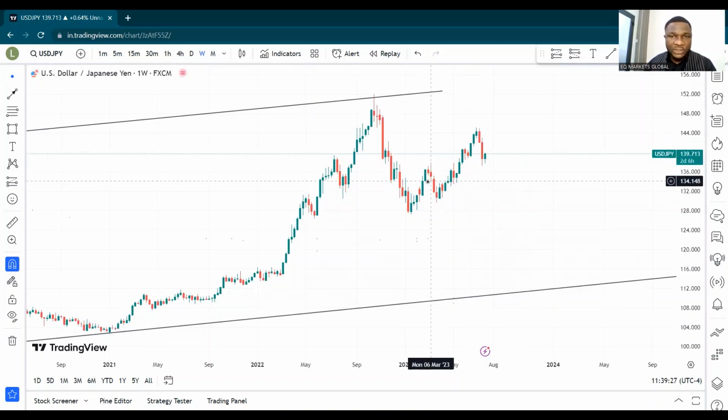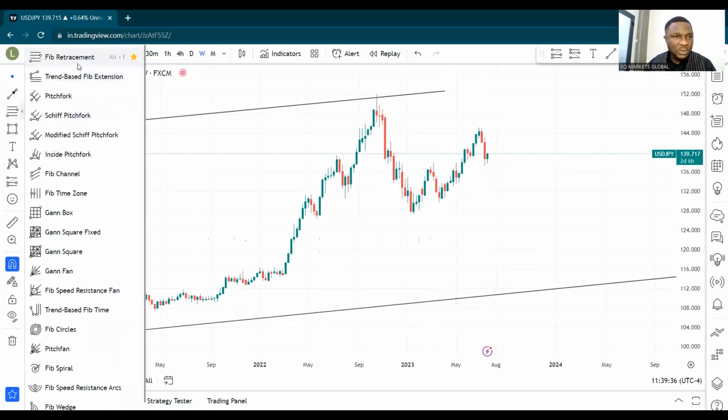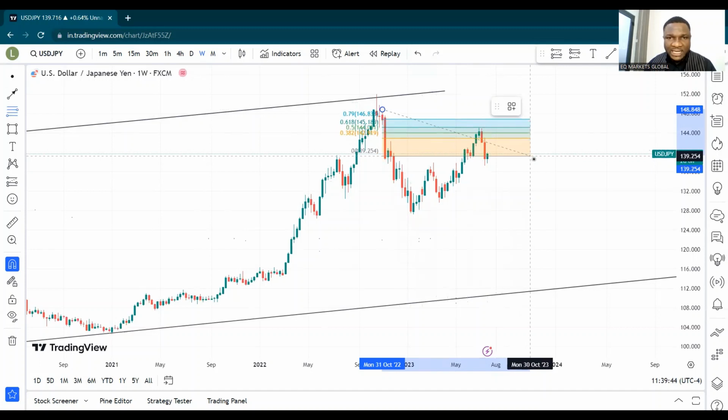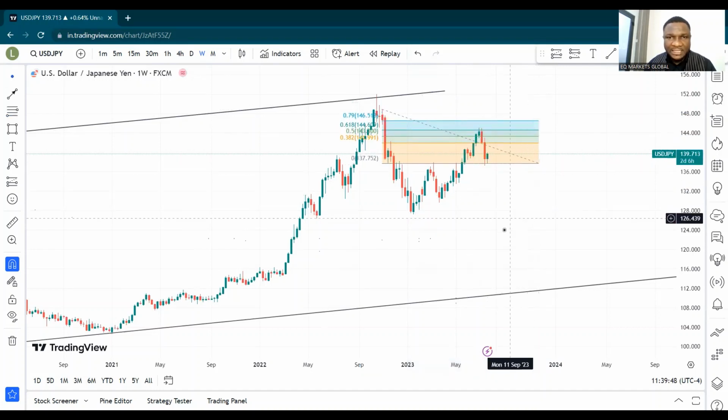All right, for those of you that know me, my newfound love for entry strategy right now is imbalance. So I always try to find imbalance, which is what some people call the fair value gap. Here I noticed that there is a fair value gap, there is an imbalance. So I look at the imbalance around that zone.